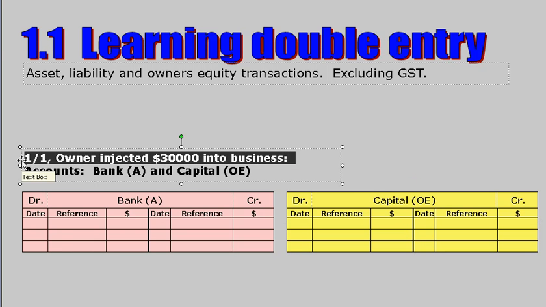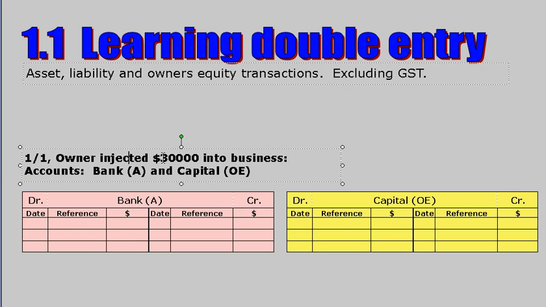The owner injects $30,000 into the business. Now when you look at a transaction like that, you have to be able to identify the ledger accounts that would be affected by the transaction. The owner injects $30,000 cash into the business. Because it's the owner, it must be capital, so one of the ledger accounts is capital, and because it's cash, we'll have the other ledger account, which is bank. So we have the bank ledger account and the capital ledger account.